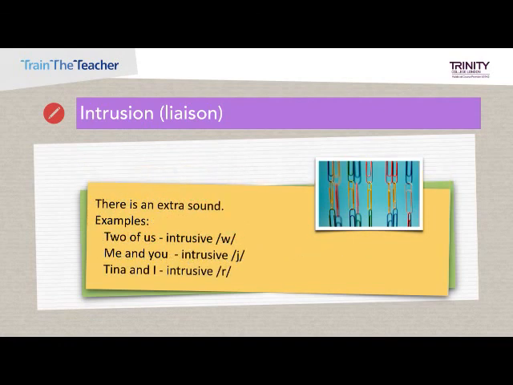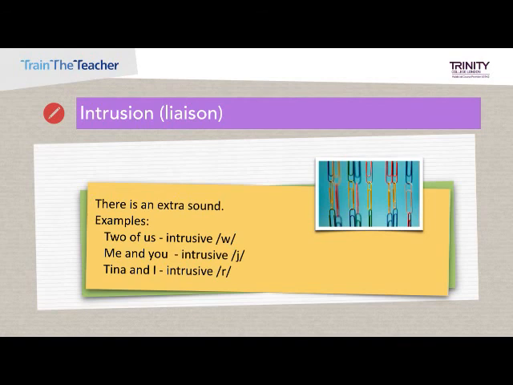Intrusives are basically an extra sound that we tend to sneak in between two vowel sounds. But why do we have intrusives in English? It's to allow smooth connection and to maintain rhythm as we speak. Intrusives help us glide more easily from one vowel sound to another.